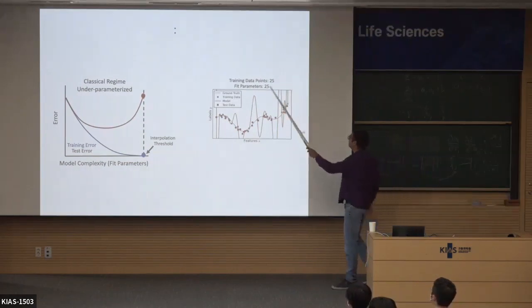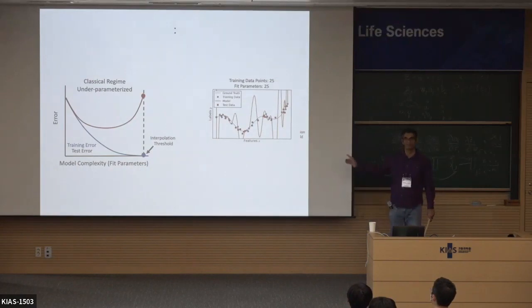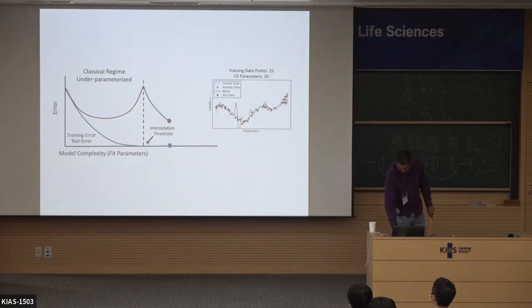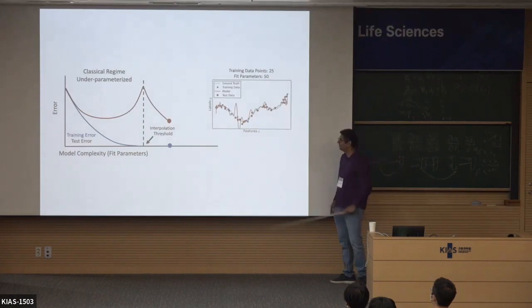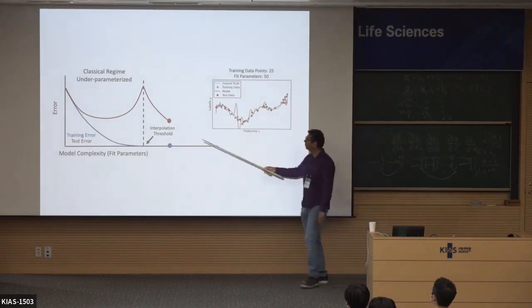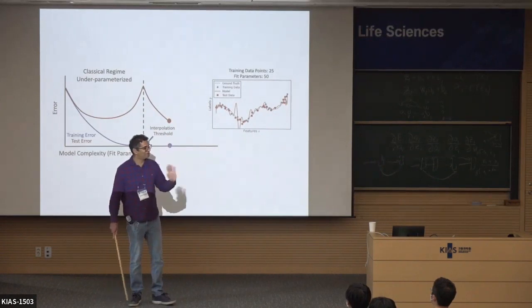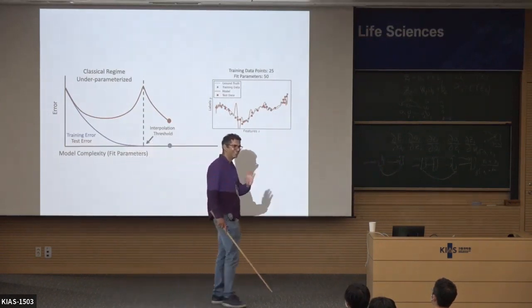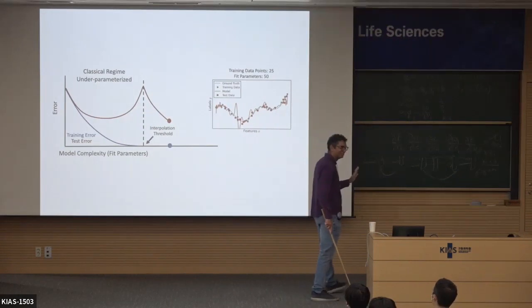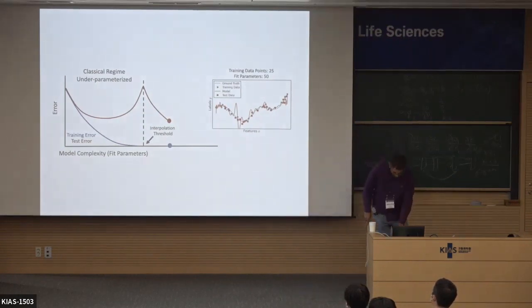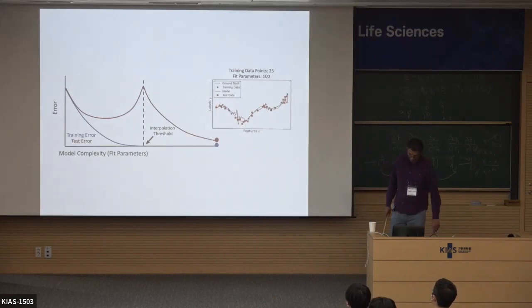So here's the same thing, right? Training data points 25, fit parameters 25. Now what I'm going to do is in this simple polynomial regression, I'm just going to keep on increasing, all right? Now look what happens. I increase the fit parameters to 50, and all of a sudden, my test error goes down. Nothing complicated. Not a deep learning model. Nothing complicated at all. Polynomial regression. Keep on going. 100 fit parameters, oh my God, it's doing even better.